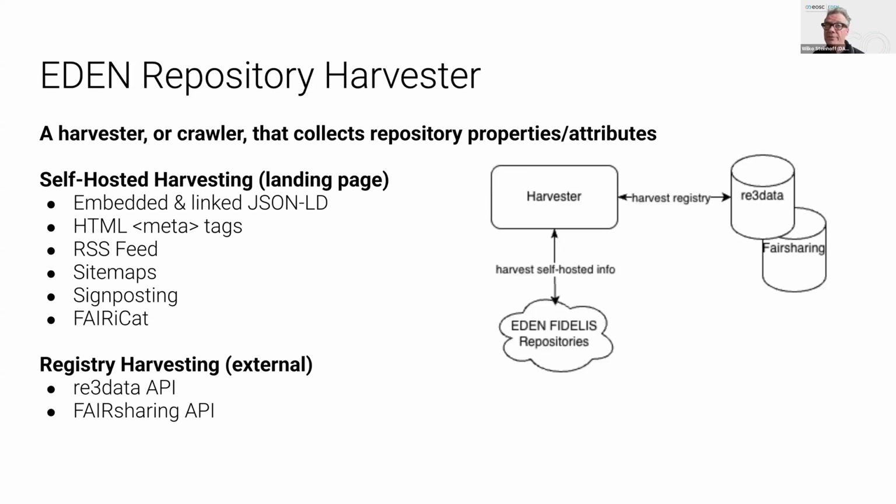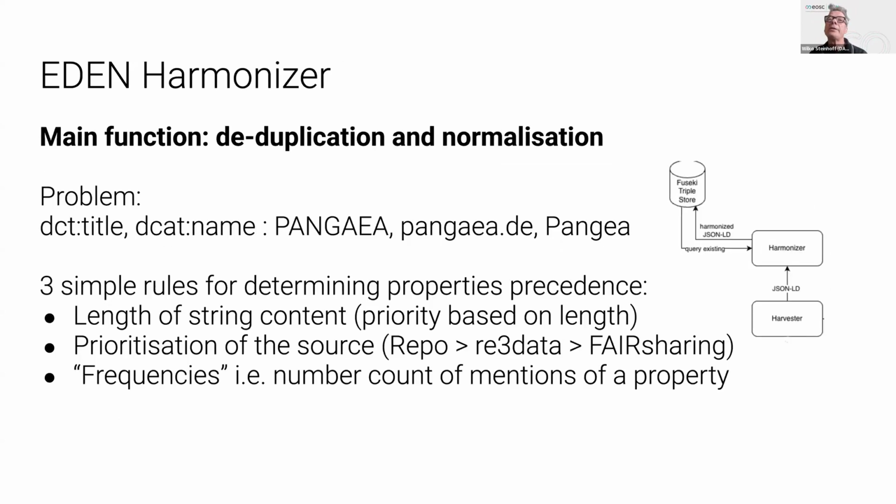Having visited the landing pages of the repository, it will also visit external registries. At the moment there are 2, but in future there might be more. So we query the re3data API for that particular repository, likewise for the FAIRsharing API. And then the data that is collected will be sent to the harmonizer, as I just showed you.